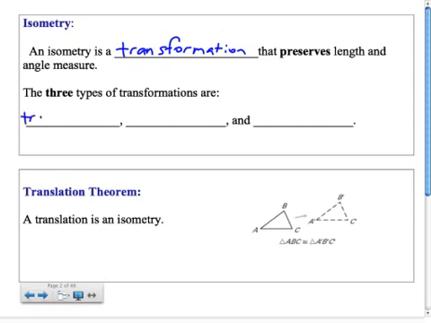You have a translation, you have a reflection, and we have rotations. And so those are the three types of transformations that we're going to talk about. And again, today we're looking at the translation. And translation is an isometry because your shape does not change at all when you translate it.